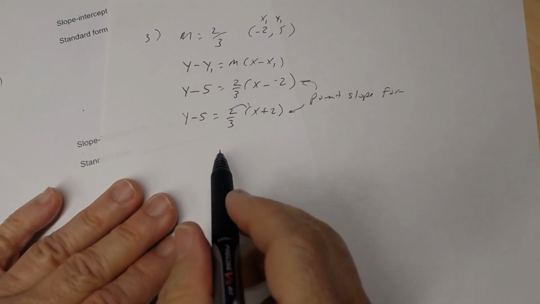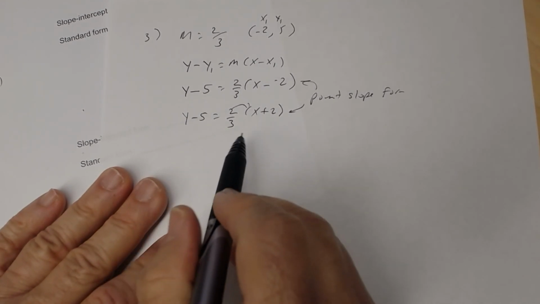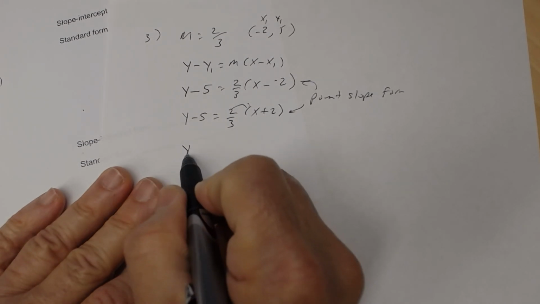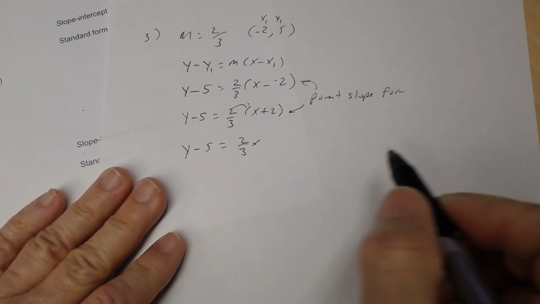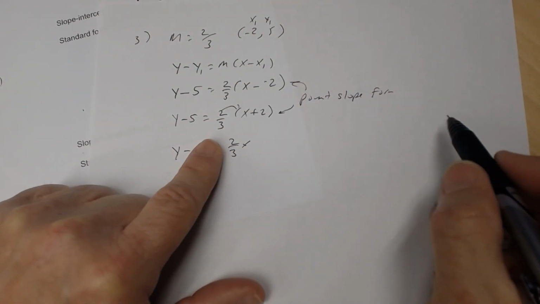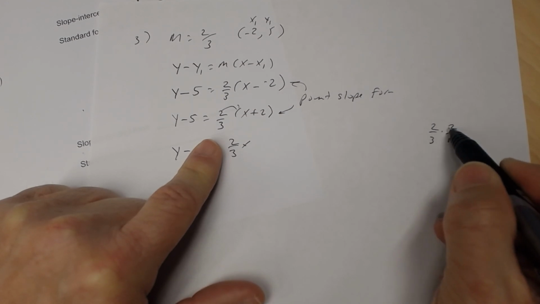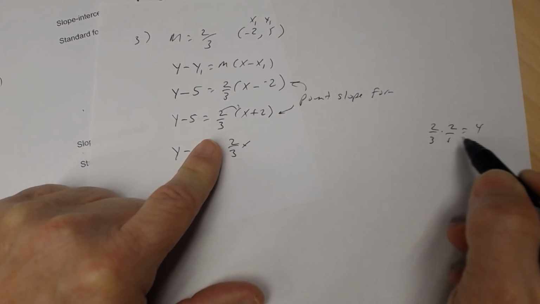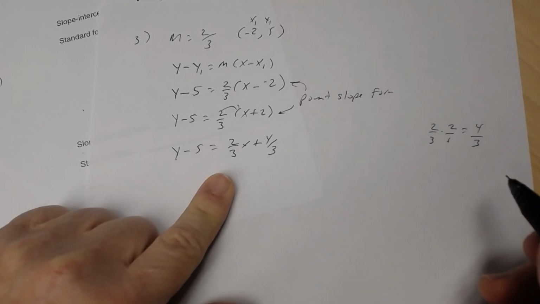All right, now we got to write it in slope-intercept form. So to get in slope-intercept form, I get y by itself. So I'm going to distribute. So I get y minus 5 equals 2/3 x. 2/3 times x is 2/3 x. And then 2/3 times 2. Remember, 2 is 2 over 1. So 2 times 2 is 4. And then 3 times 1 is 3. So that's 4/3. So plus 4/3.